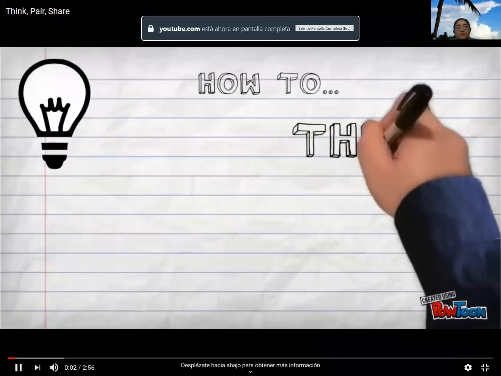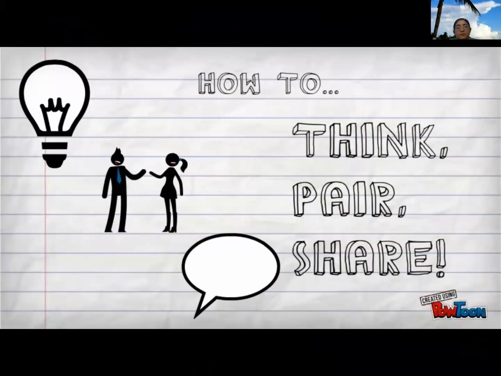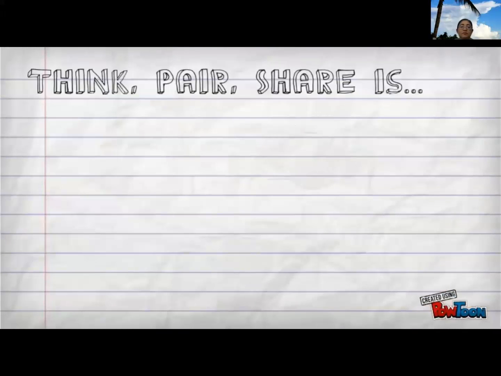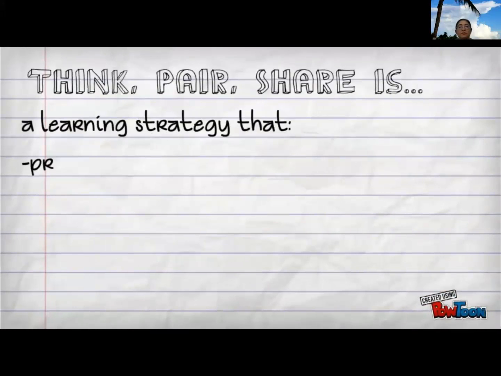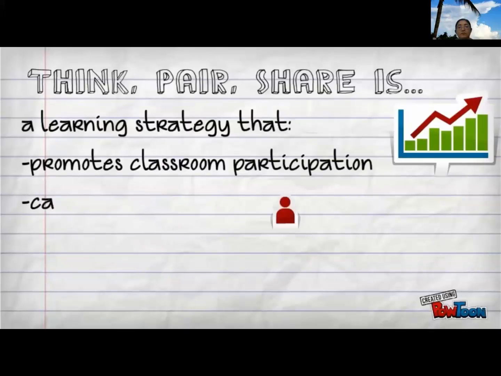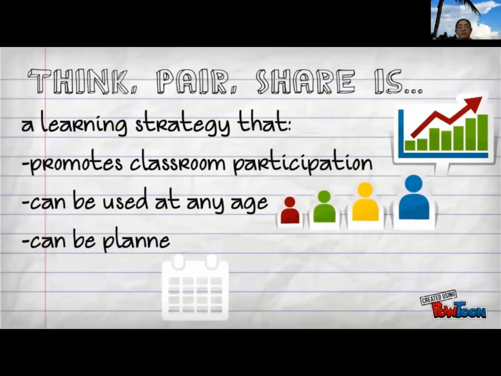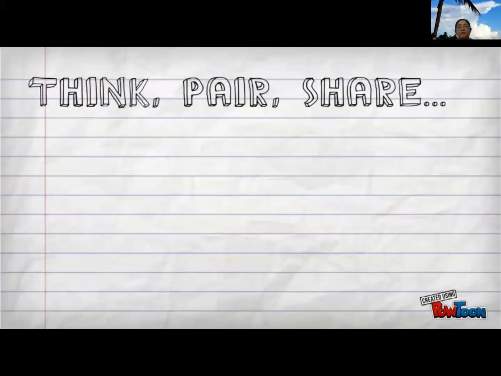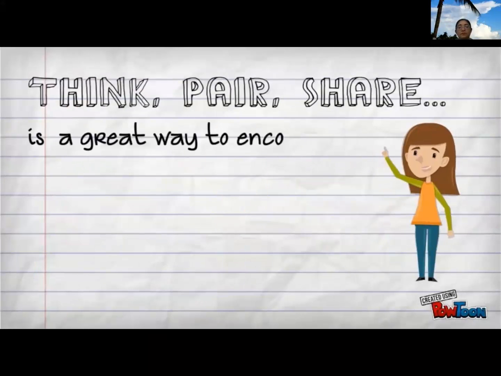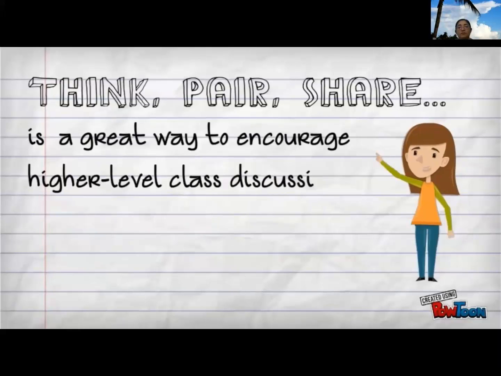How to Think, Pair, Share. Think, Pair, Share is a learning strategy that promotes classroom participation, can be used at any age, and can be planned or impromptu. It is a great way to encourage higher level class discussions by allowing students time to think and reflect beforehand.